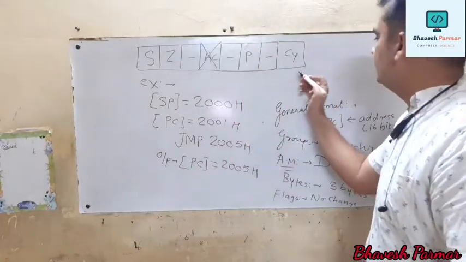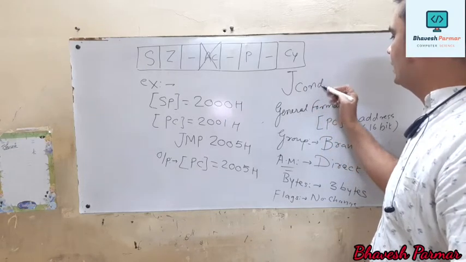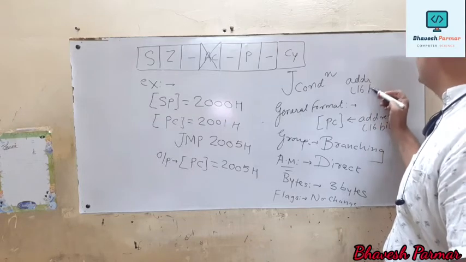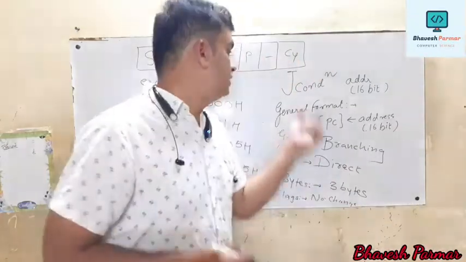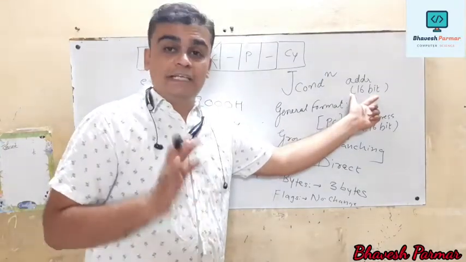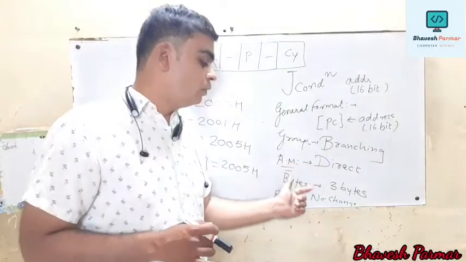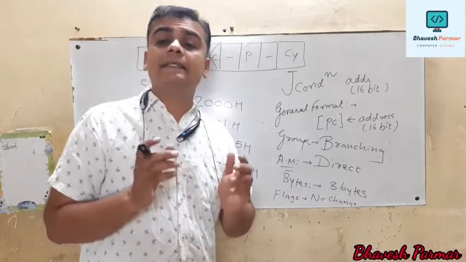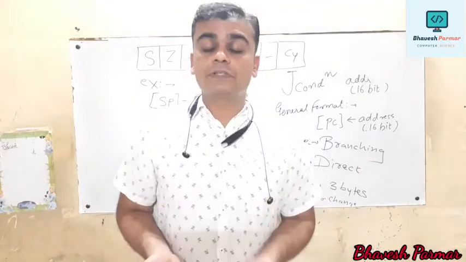Generally, a conditional jump instruction is represented by a capital J, afterwards I write the condition, and then the address. The address is always 16-bit. So we write it in this format: capital J, then condition and address. As for the general format, the group, addressing mode, bytes and flags are all the same as before. Now, how many types of conditional jump instructions are there?